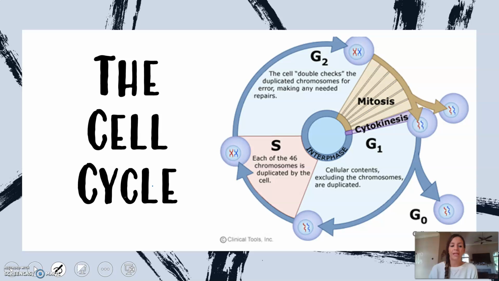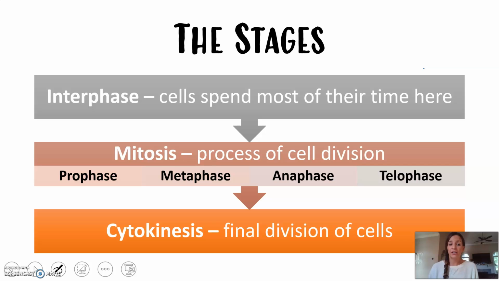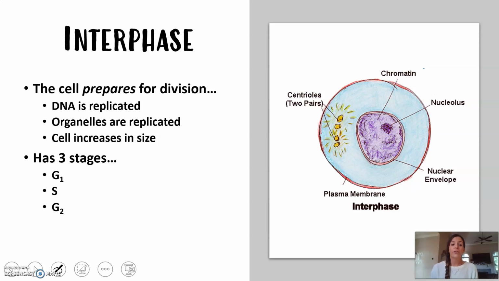All right. Now it's time to get into the fun part, the cell cycle. So mistakenly, we tend to think of just mitosis when we think about the cell cycle. And in reality, if you look at this picture over here, mitosis is only a very small part of the cell cycle. Interphase makes up the majority of it. So we're first going to start talking about interphase, which is, like I just said, where cells spend most of their time. Then we will break down the 4 steps of mitosis, followed by cytokinesis, which is that final division of the cells.